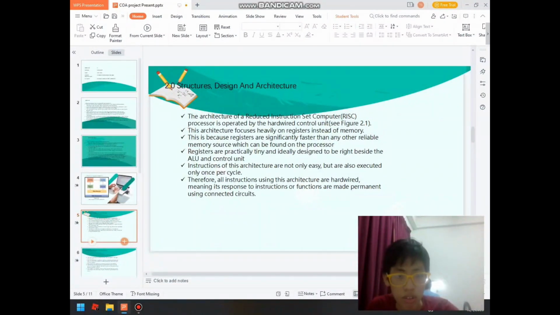This is because registers are significantly faster than any other reliable memory source which can be found in the processor. Registers are also practically tiny and ideally designed to be right beside the ALU and control unit. So registers are small, and because they're located right beside the ALU and control unit, the control unit can easily send signals to the register.